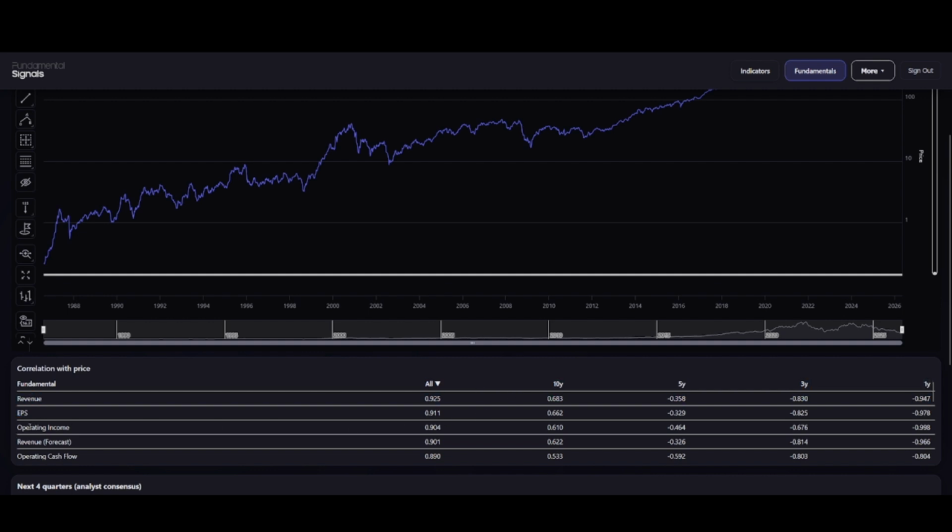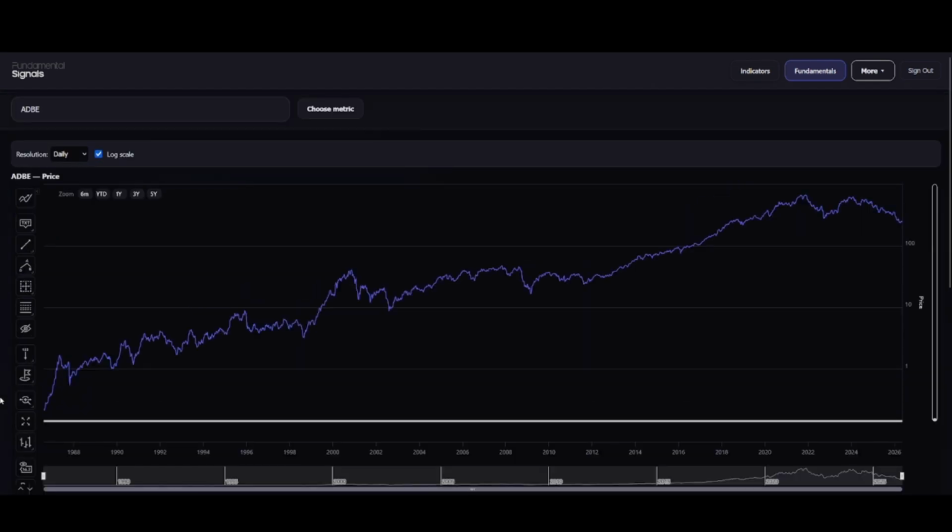EPS, same, you can see it here. Operating income, we're in negative right now. So overall, I think Adobe is one of those stocks that need more time. It needs more time, but there is a very good opportunity here.